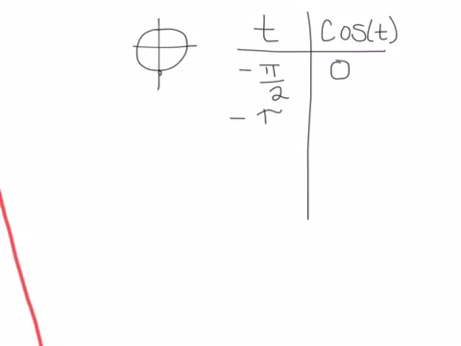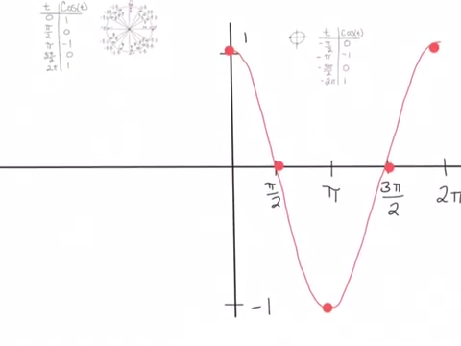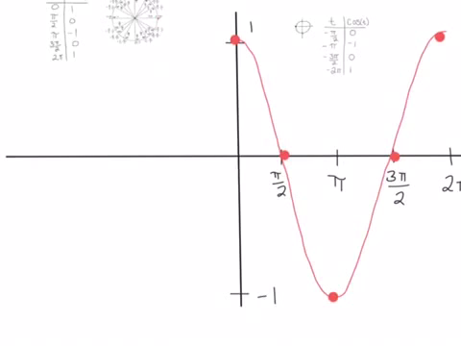If I keep going, negative pi lands me on the left-hand side of the unit circle. The cosine of negative pi is negative 1, and I keep going. The cosine of negative 3 pi over 2 is 0, and the cosine of negative 2 pi is 1. So let's go back to our graph and add these values to our graph.